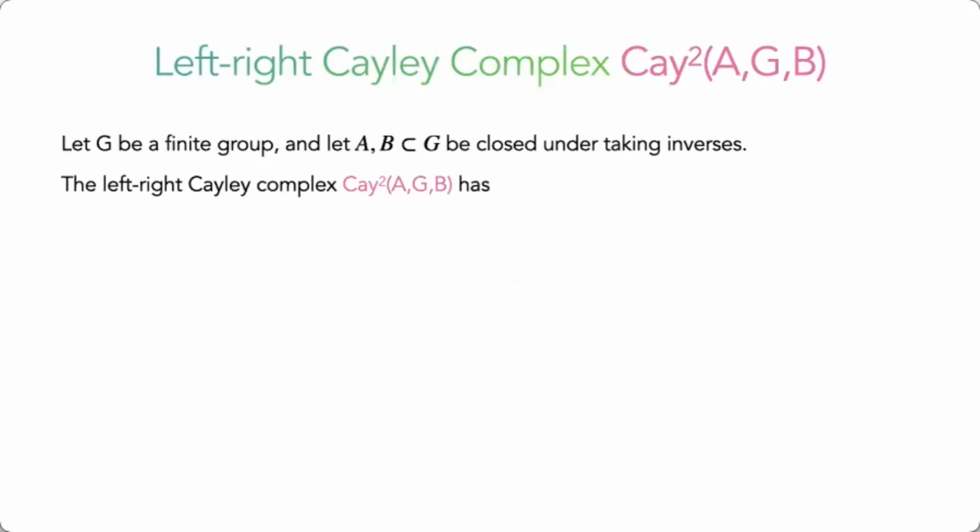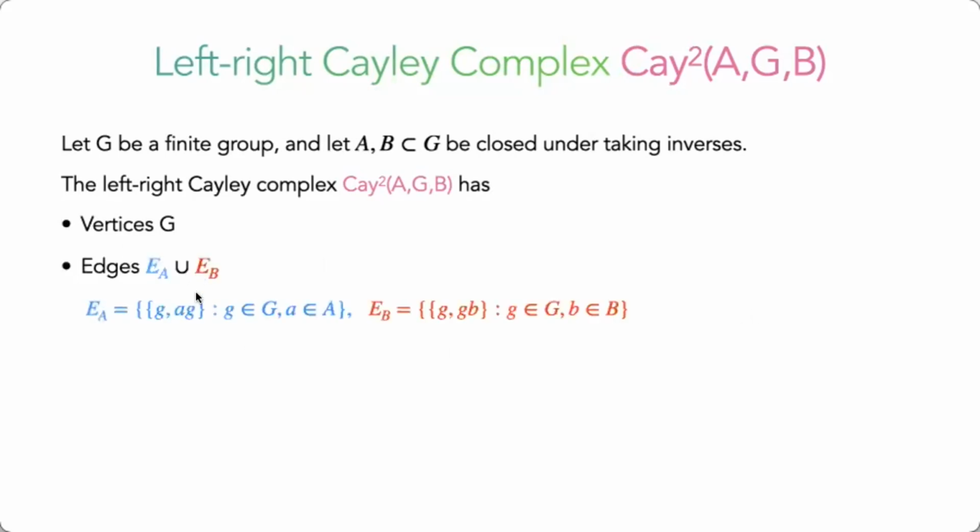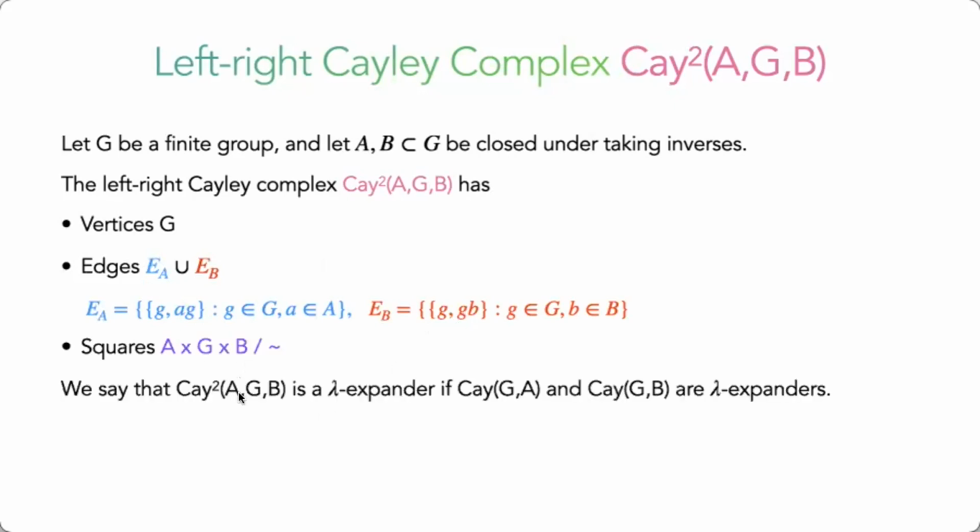So I guess this is a recap. We have a group, we have two sets of generators, symmetric sets, meaning they're closed under inverses, and we define the left-right complex to be the following complex. You have vertices G, you have edges that go from the left with A and from the right with B, and you have the squares.